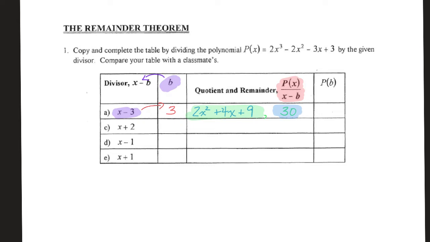If my divisor was x plus 2, and all my divisors are x minus b, then my b value would have to be negative 2. Because now I would have x subtract a negative 2. That's why I see the plus. And so pretty quickly we could recognize that was our b value, and we're really starting to fill in that table.